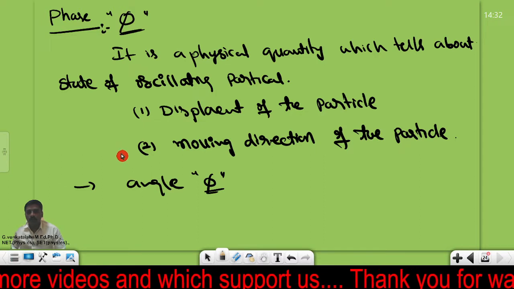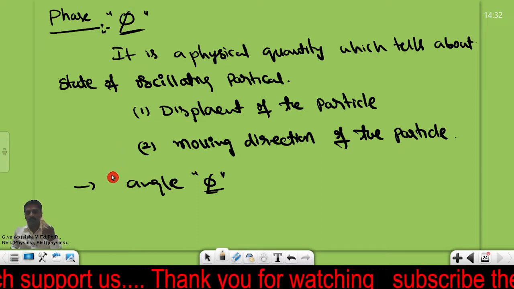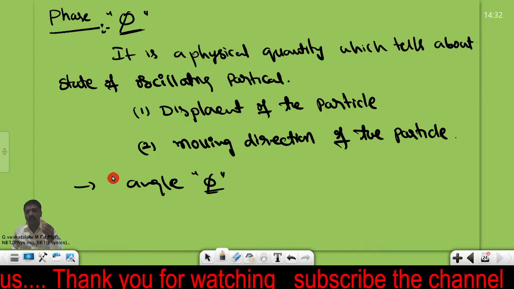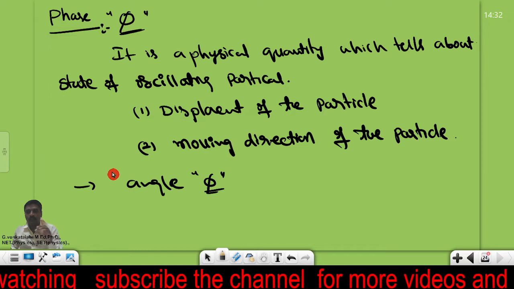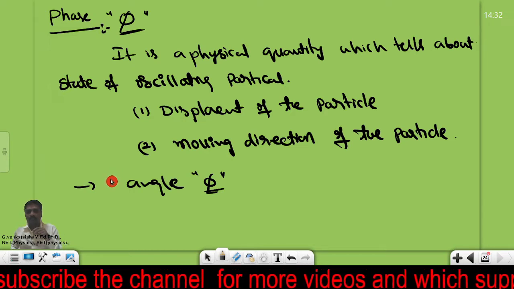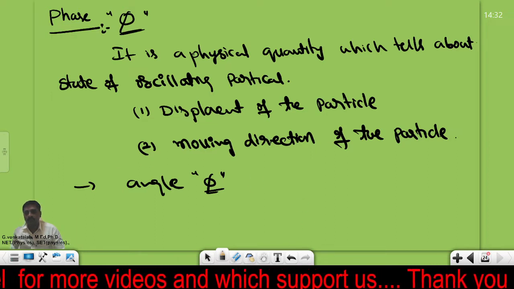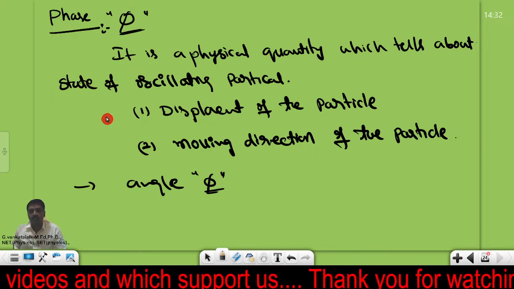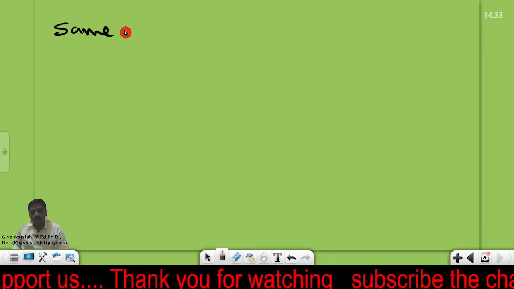Now for the phase there are important terms: the same phase, out of phase, and not in the same phase. There are three terms, very important, and we frequently use them. Now let me explain what it means by same phase.